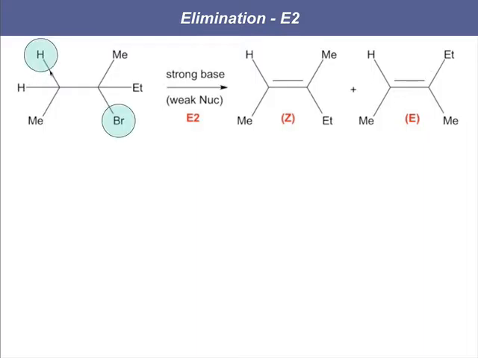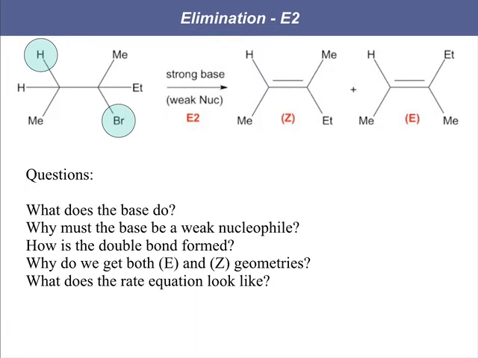So these two groups are the groups of interest: the hydrogen on one carbon and the leaving group, or the bromine, on the adjacent carbon. Let's ask ourselves a couple questions. First, a few questions that are probably jumping out at you, or hopefully are jumping out at you at this point: what does the base do? What role does the base play in this reaction?